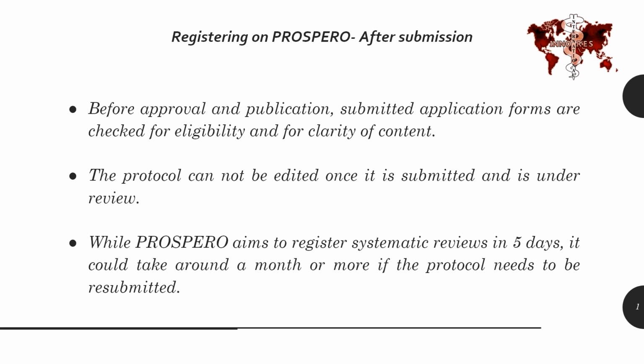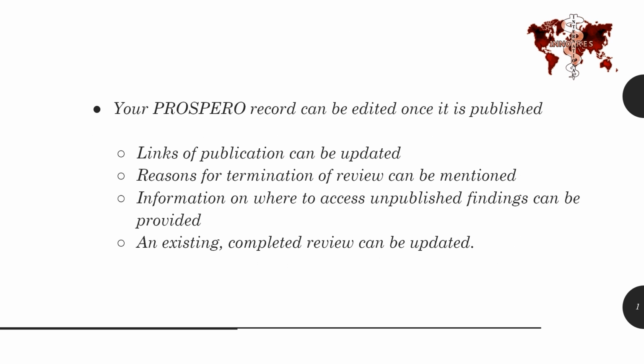Here's what comes after you submit your protocol. Before approval and publication, submitted application forms are reviewed for eligibility and clarity of content. Once your protocol is submitted and under review, it cannot be edited. While Prospero aims to register systematic reviews within 5 days, it may take a month or more if your protocol requires resubmission. Once your Prospero record is approved and published, you can edit it as needed.